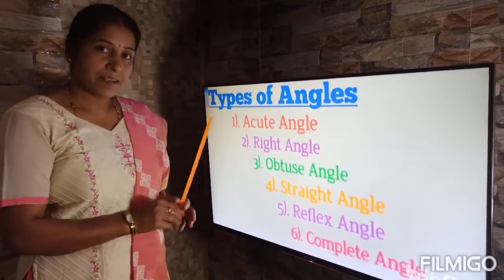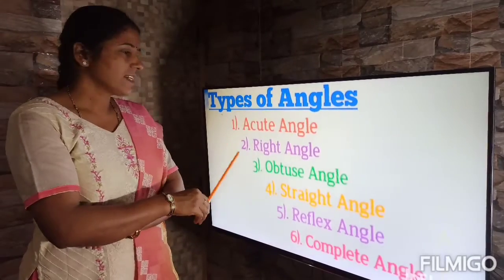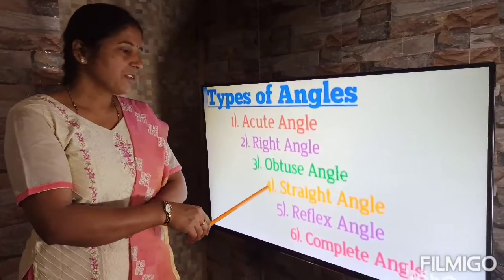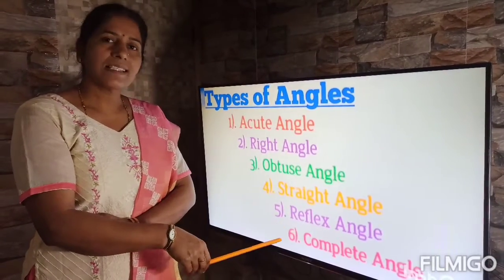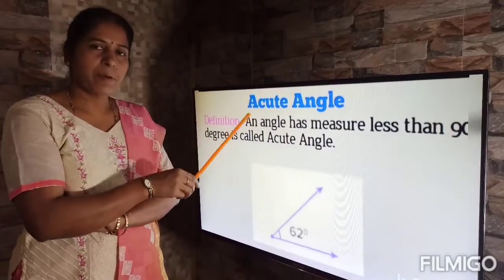Now, types of angles. There are 6 types of angles. The first is acute angle. Second is right angle. Third is obtuse angle. Fourth is straight angle. Fifth is reflex angle. Sixth is complete angle. Now we'll study one by one.